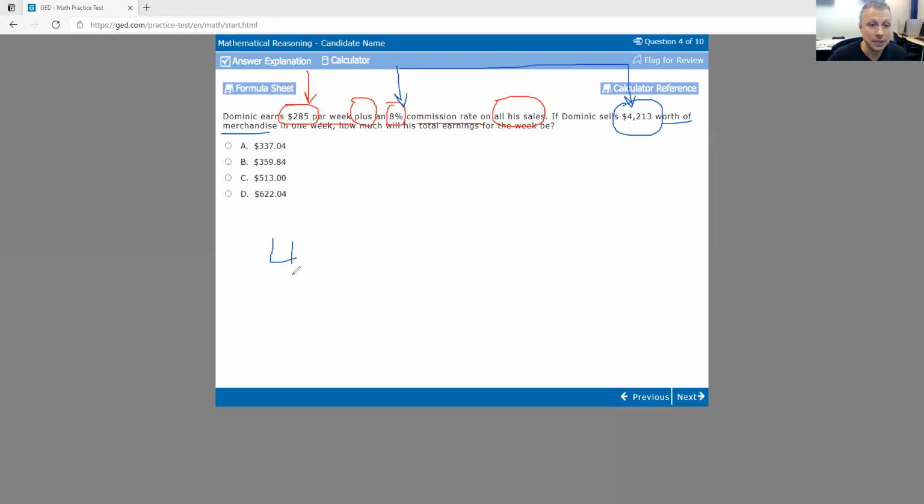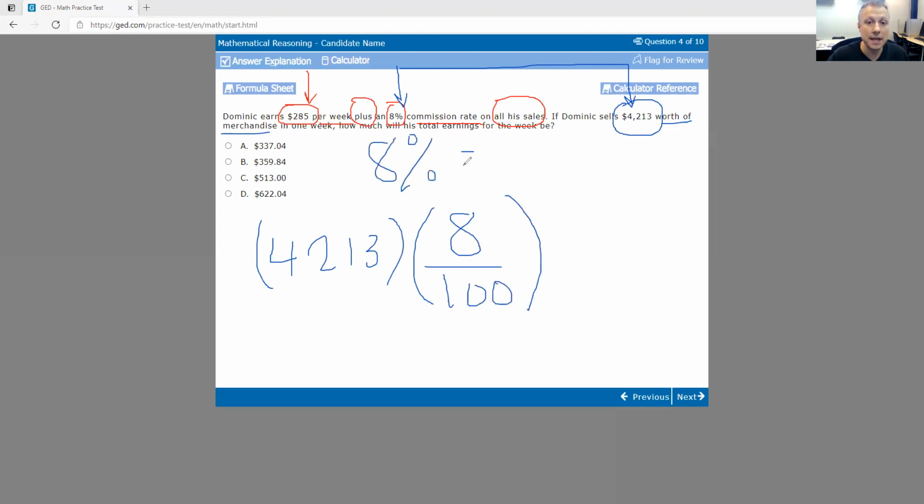So what we're going to do first is we're going to take the $4,213 and we're going to multiply it by 8%. So a couple of things here. You can write 8% as 0.08 or 8 out of 100. Either way works, but not 8. There's a percent sign attached next to it. So you don't want to write it out as just 8. Once that happens, you're ready to go. You have 4,213 times 8. Then you divide by 100.